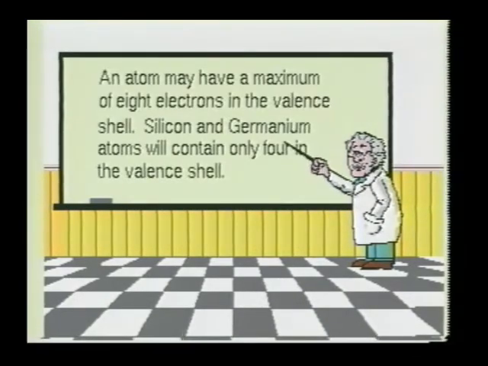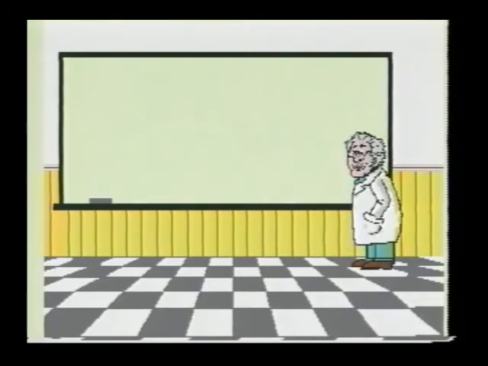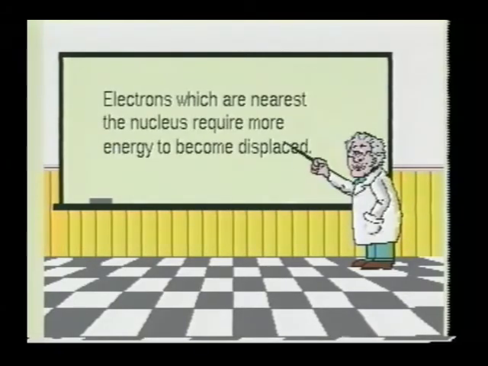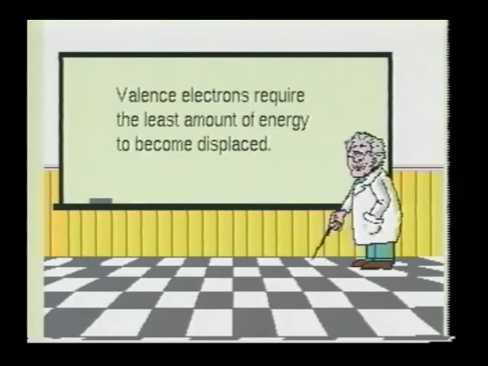The maximum electrons which may exist in the valence shell of any atom is 8. The valence shell of the silicon and germanium atom will contain only 4 electrons. The closer the electrons are to the nucleus, the stronger the forces are that bond them together. Since the electrons in the valence shell are furthest from the nucleus, they require the least amount of energy to become displaced from the atom.